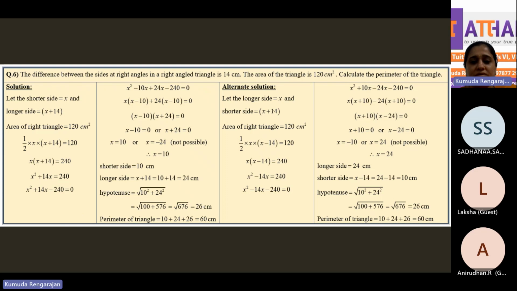The typing mistake here: this one is minus. Yeah, both the solutions, take them down. All of you must work it both ways.